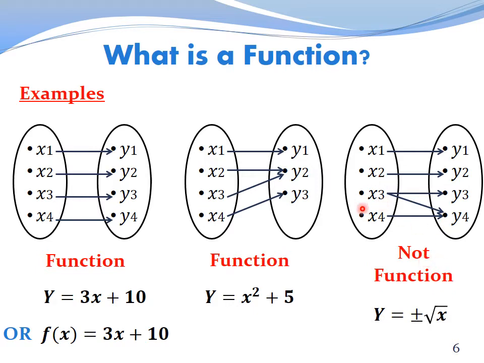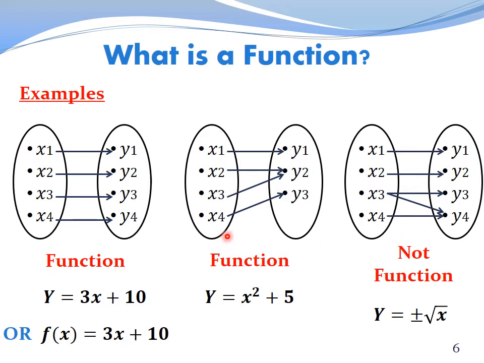As soon as I see one input corresponding to two different outputs, then for sure this is not a function, because the condition says for a relation to be a function, each input element should correspond to only one output element, and here x3 corresponds to two output elements, which are y3 and y4. So whenever only one input corresponds to more than one output, this is not a function. I hope you can see the difference between this example and the previous example.